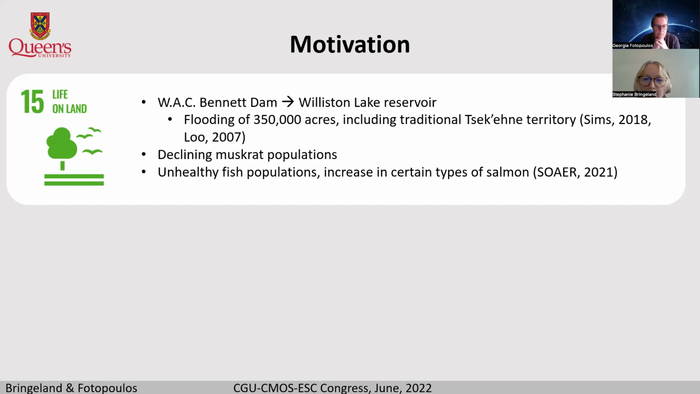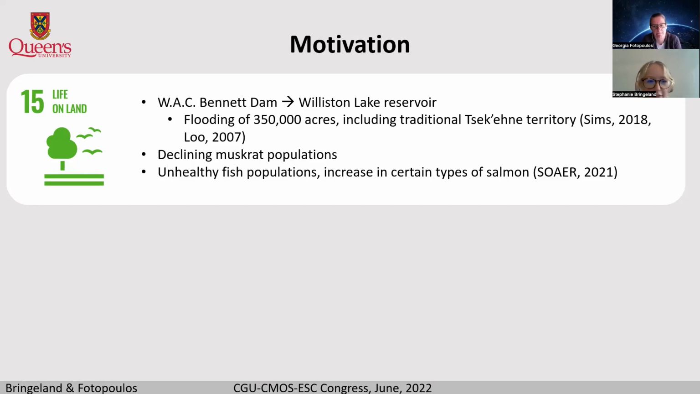It was finished in 1968 and was a huge win for hydropower, obviously a very renewable energy source. However, it did affect a lot of people and a lot of ecosystems. So it flooded about 350,000 acres, including traditional Tsikini territory, and these communities are still being impacted today and still recovering from the effect of that dam.